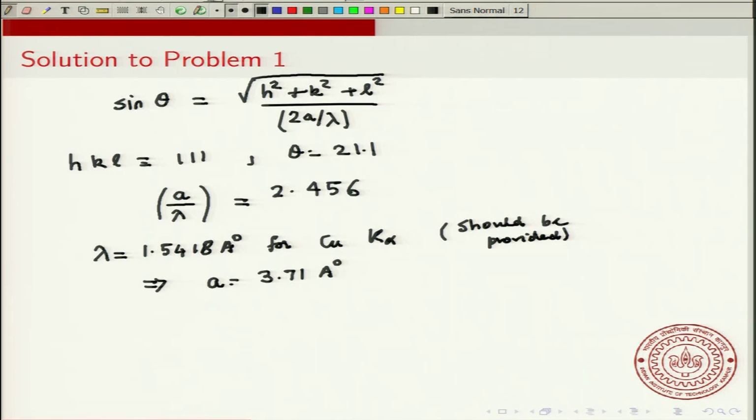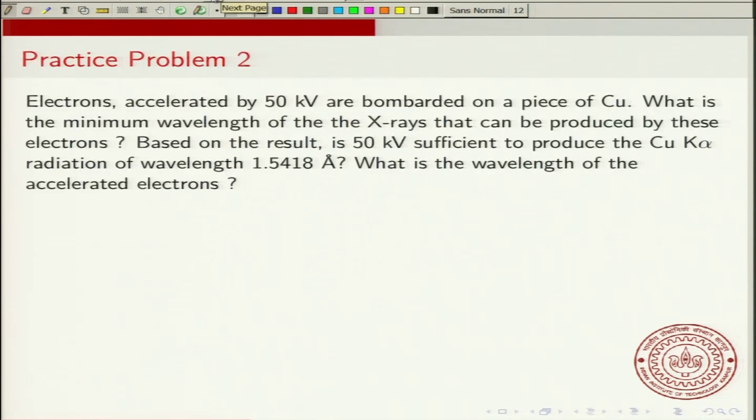Now, next problem, which says that electrons are accelerated by 50 kilovolts and these are bombarded on a piece of copper. What is the minimum wavelength of X-rays that can be produced by these electrons? Based on the result, is 50 kilovolts sufficient to produce the copper K alpha radiation of wavelength 1.5418, and what is the wavelength of the accelerated electrons?